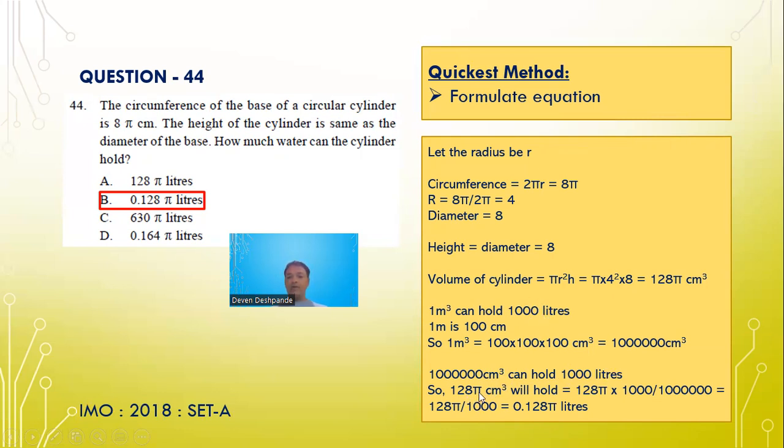So 128 pi cubic centimeter will hold how much? So 128 pi into 1000 upon 1 million. 1000 will cut 1 million and 1000 will remain at the bottom. So 128 pi divided by 1000. What is 128 pi divided by 1000? It will be 0.128 pi. So it will be 0.128 pi liters.